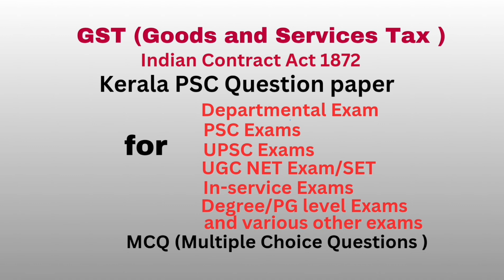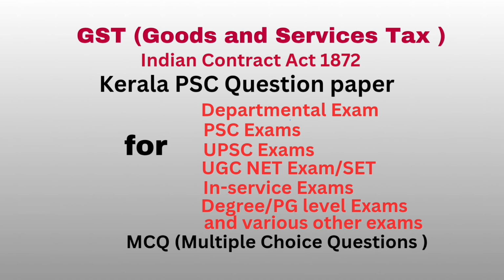Question number 20. In case time of supply of goods could not be determined under the provisions of subsections 2, 3, 4 of section 12, the time of supply shall be: answer, the date on which return is to be filed in case return is to be filed, or in other cases the date on which tax is paid.